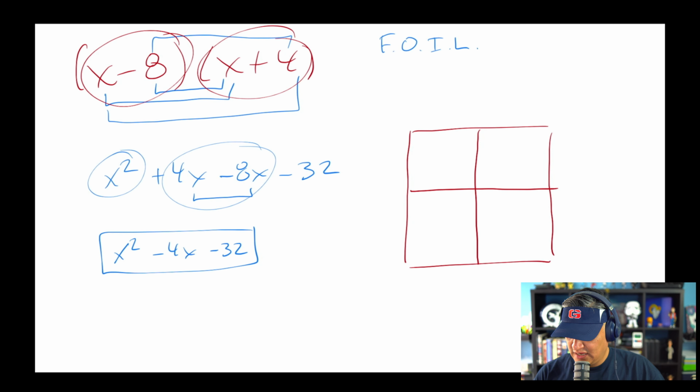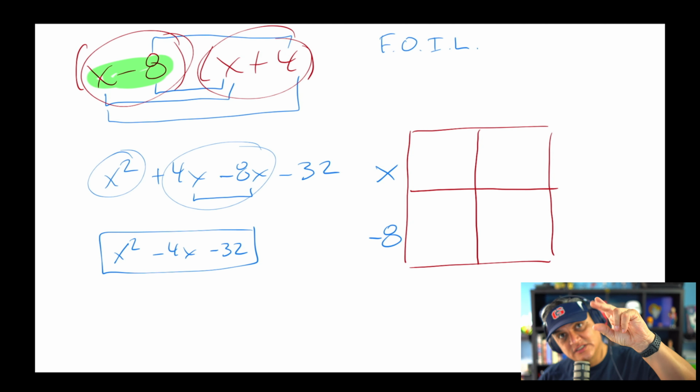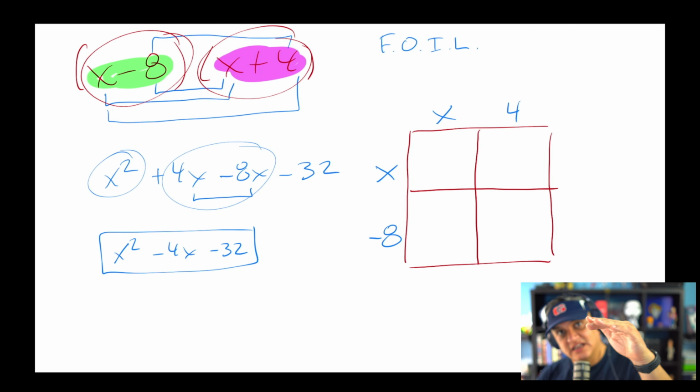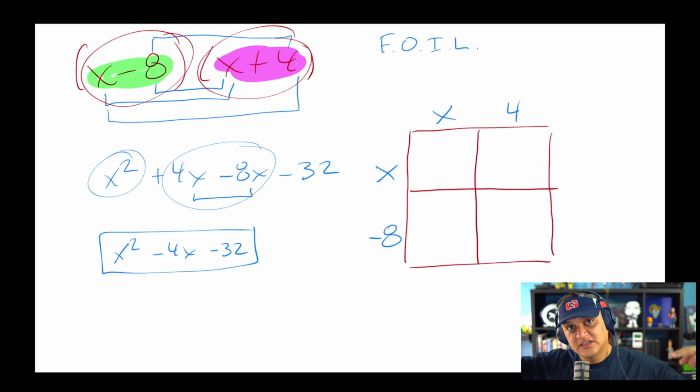So x minus 8. I'm going to put x and the minus 8 because if you add those together, it's x minus 8. The other side, I'm going to put x plus 4, my x and positive 4, because if you add that side together, it's x plus 4. And so I'm just going to multiply like a Punnett square. So what goes in this box right here?